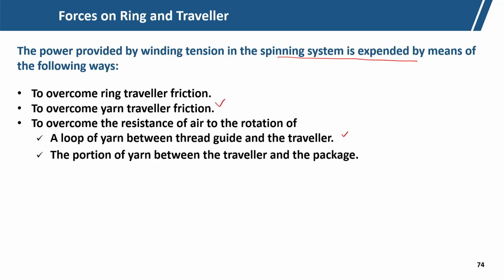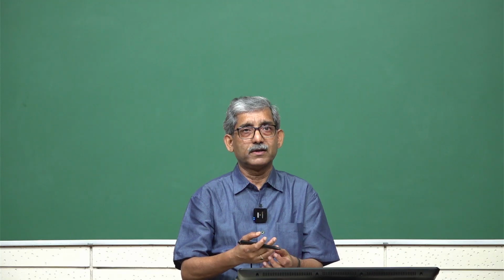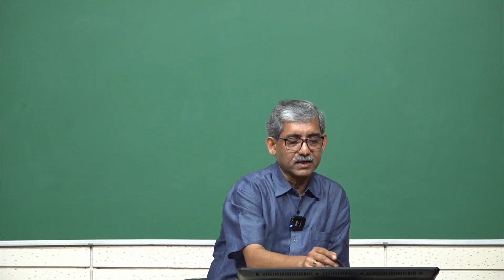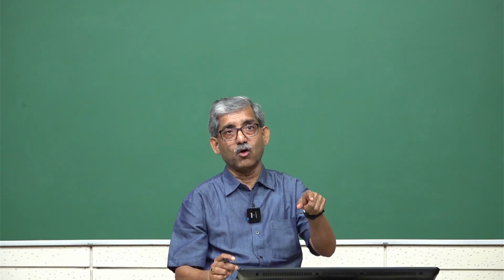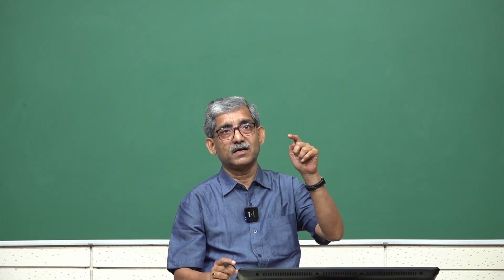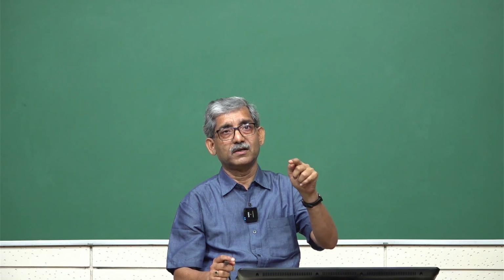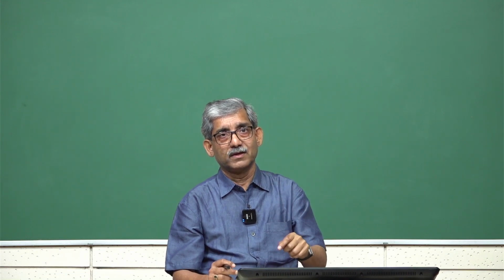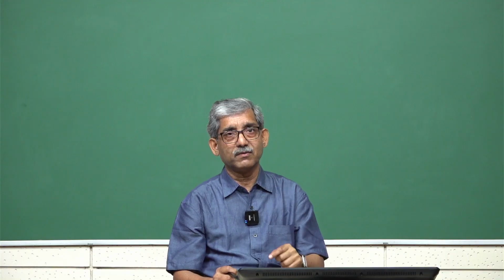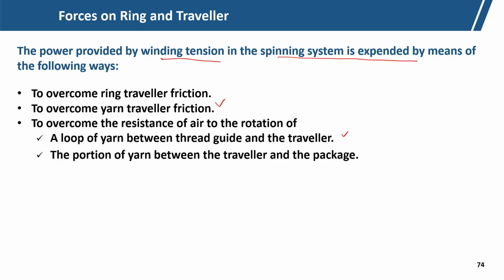So, there are different types of forces, and the power provided by the winding tension has to overcome all of these. First is the friction between the ring and traveler, friction between yarn and traveler, the air drag in the balloon zone, and also the air drag between the traveler and the package. So, there is also air drag.